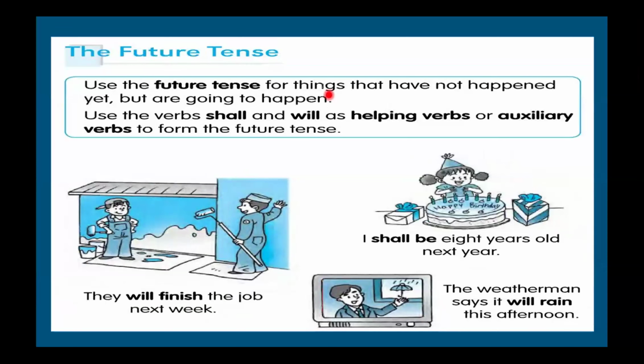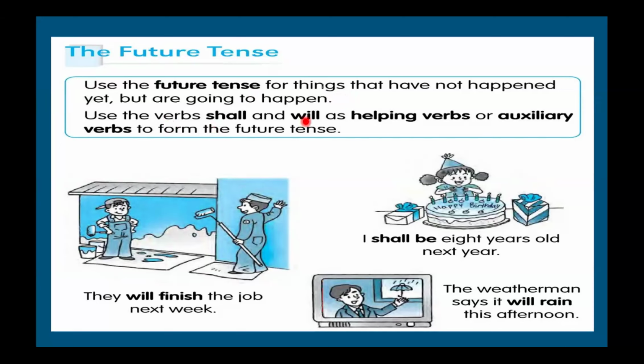Use the future tense for things that have not happened yet but are going to happen. In the present tense, you will talk about what is happening, or a general truth or customary action, something which you are doing. And in the past tense, you talk about something which has already happened, what you have already done. Now in future tense, you discuss something that will happen, which has not happened yet. So that is discussed and shown in the future tense.